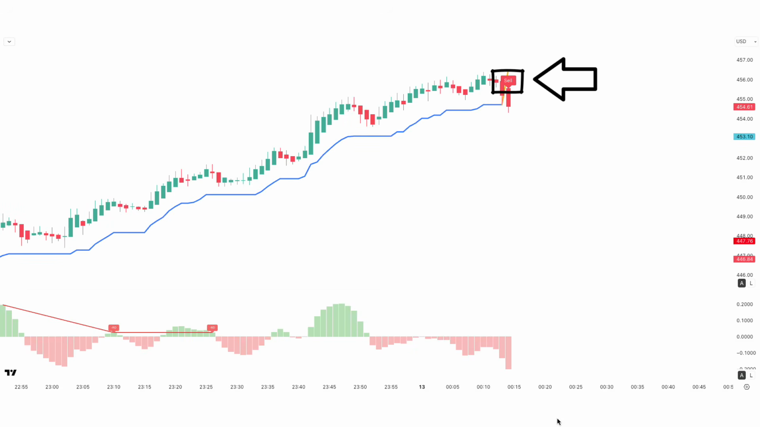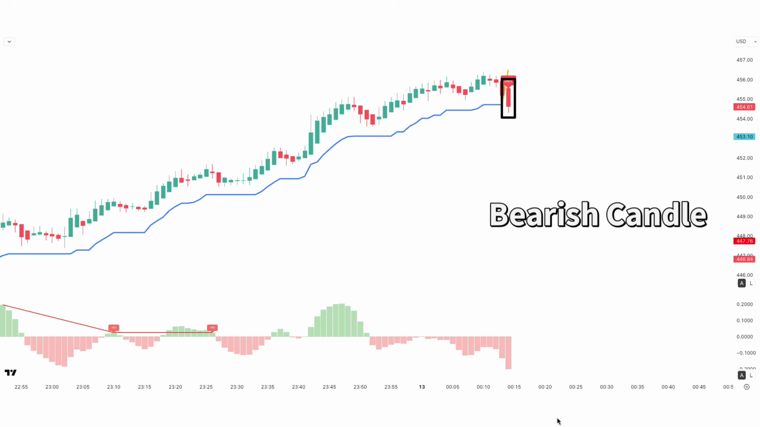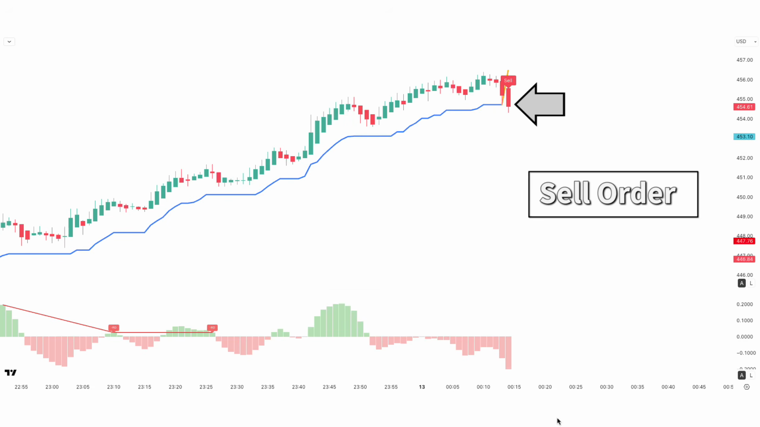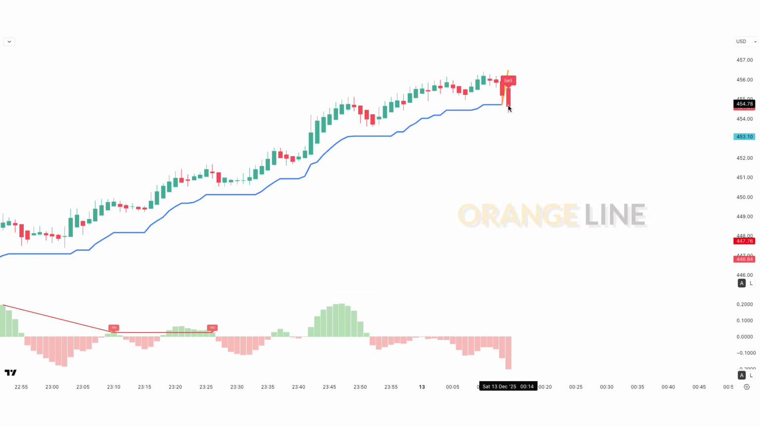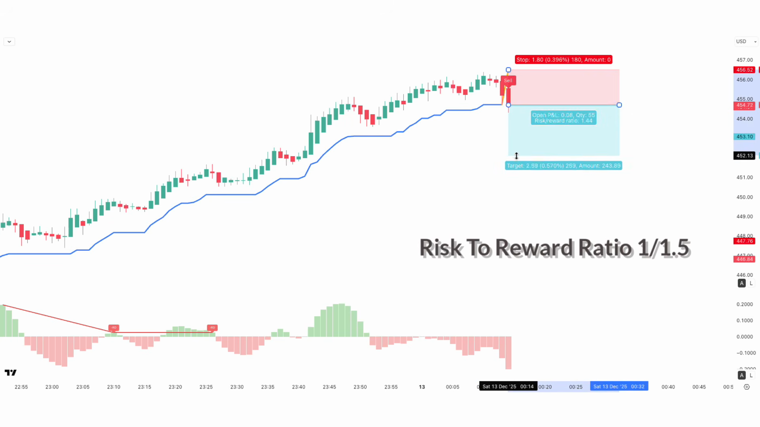Here, the IDX5 up arrow of this indicator is a sell signal. Here, the divergence detector shows red columns. Here, the market has made a bearish candle to give confirmation. So all our conditions are being fulfilled. So we are placing an order to sell. Our stop loss is to be placed at the orange line. And the risk to reward ratio will be 1:1.5.